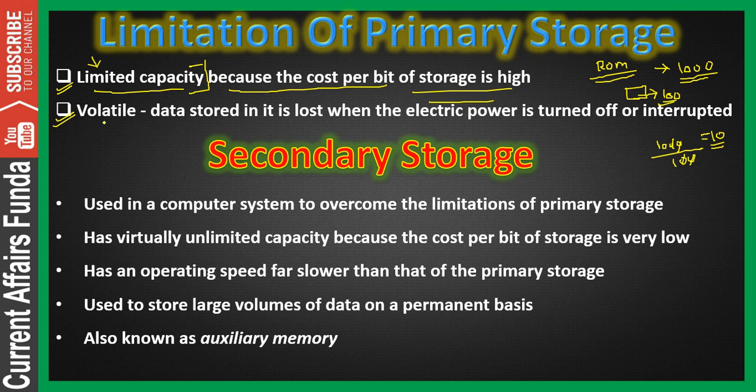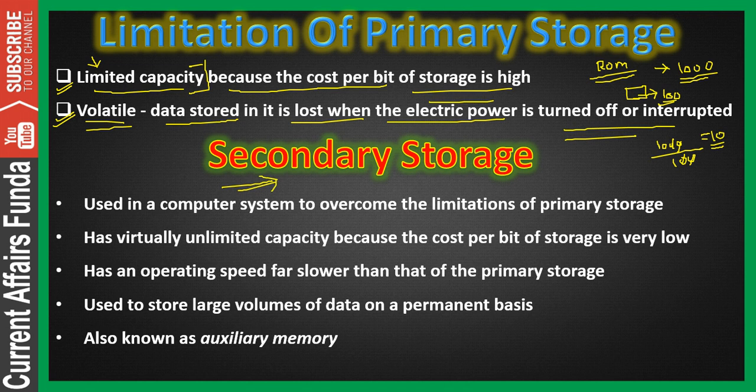The next limitation of primary storage is that it is volatile. I already told you what volatile means: the data it holds is destroyed when the power is switched off. Volatile means the data stored in it is lost when the electric power is turned off or interrupted. These two main points limit the use of primary storage devices. That is why we need our secondary storage devices.